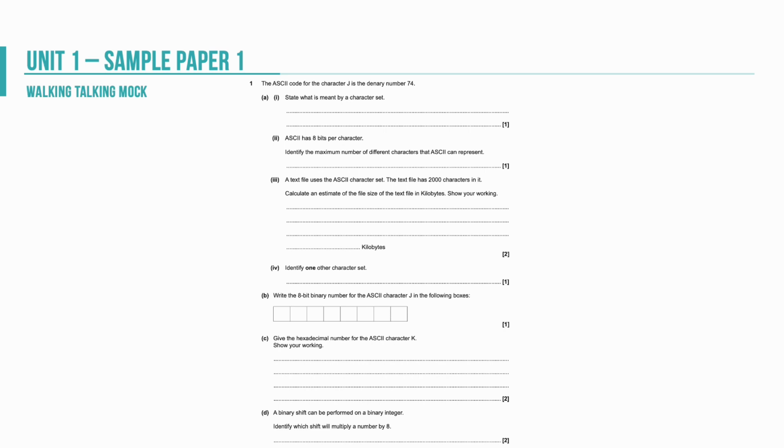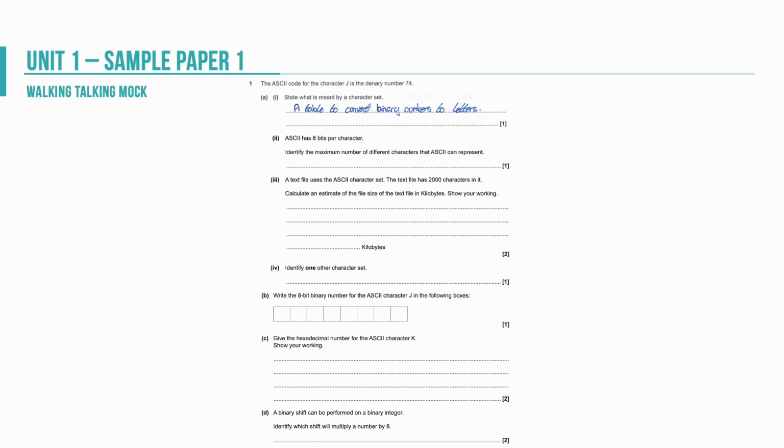Question 1 looks at character sets, letters, and some binary numbers. It tells you that the ASCII code for the character J is the denary number 74. It then asks what is meant by a character set. A character set is a set of characters, funnily enough, that can be converted from a binary number into a letter. It tells the computer what each binary character or binary set stands for. It is a table to convert binary numbers to letters and/or symbols. It defines all of the different letters that a particular computer can represent.